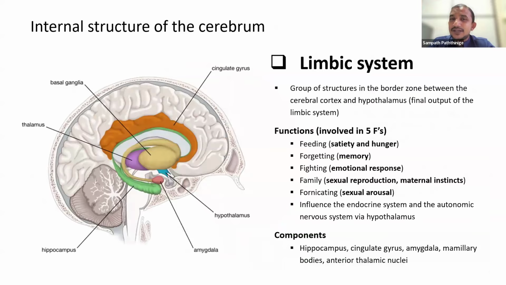Then I told you about the limbic system. It has many different structures involved, like the cingulate gyrus, with contributions from the thalamus, hypothalamus, hippocampus, and the amygdala. Basically, we remember it as being involved in 5 F's: feeding, forgetting, fighting, family, and fornicating. That means it is about hunger and satiety, memory, emotions, sexual arousal, and maternal bonding. That is controlled by the limbic system.